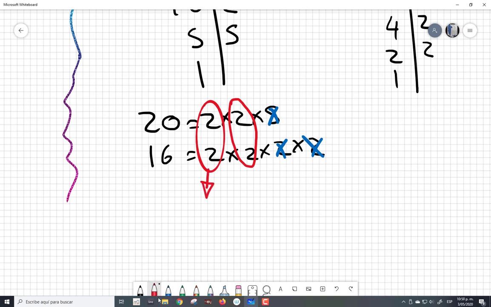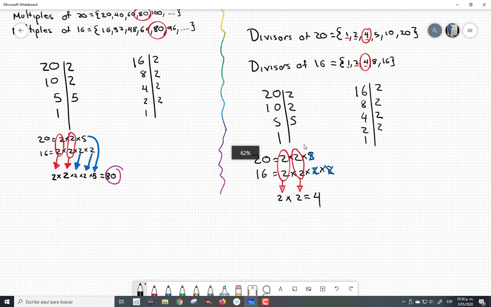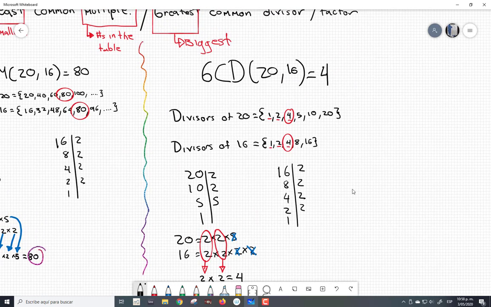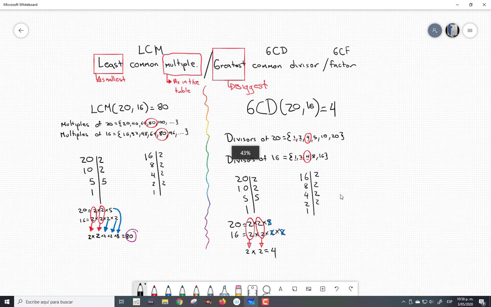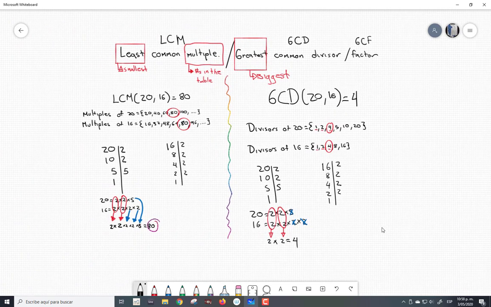So what we are going to do is that these two become only 1, 2, and these two the same. And we multiply them, but this time we don't include the numbers that didn't have a couple. So in this case, we only multiply this, and the result is 4. And look, it's the same thing that we found before. So here I leave you with everything that we did today, and that is how you find least common multiple and greatest common divisor of two numbers.